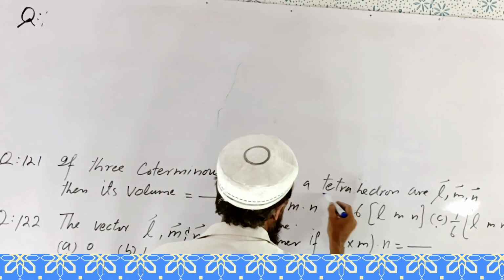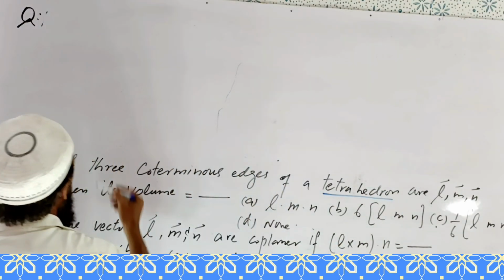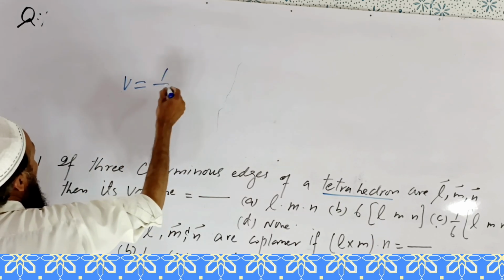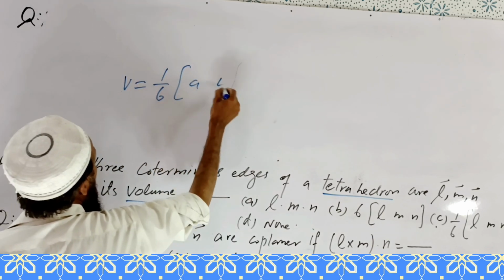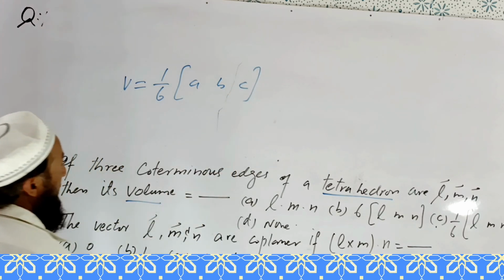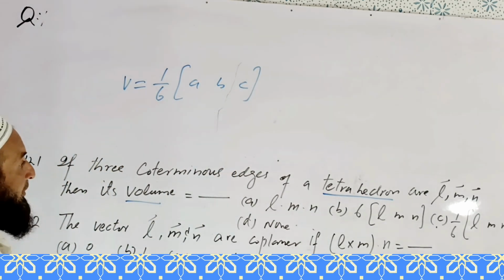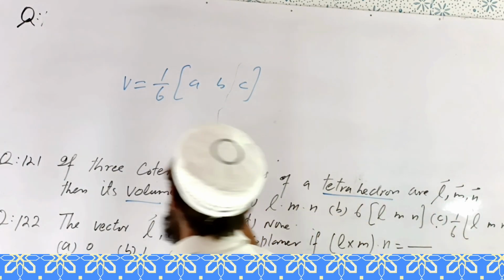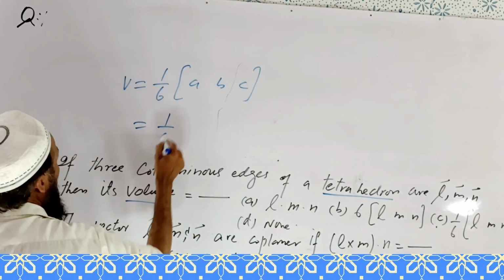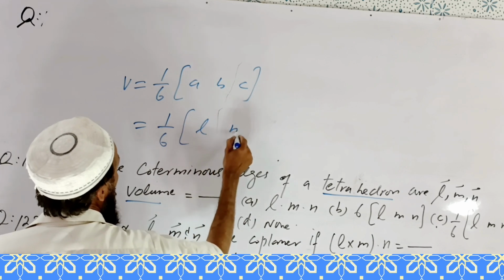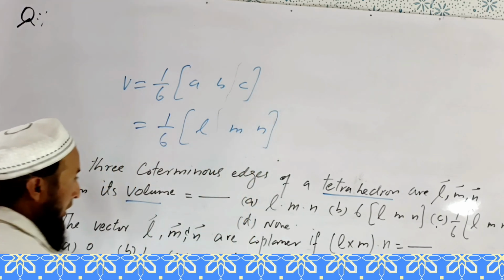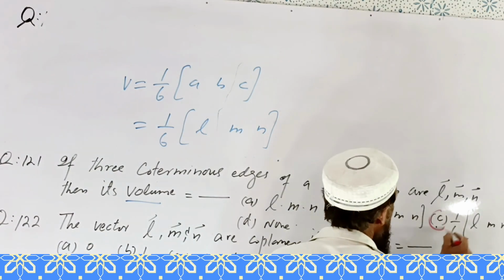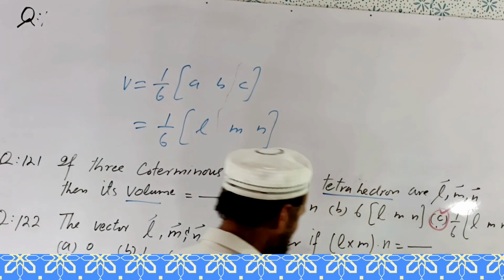For the edges of a tetrahedron, we know the formula for its volume. Volume is equal to 1 by 6 of A, B, and C. This is the general formula for the volume of a tetrahedron. But here the names are changed to L, M, N, so we can write 1 over 6 of L, M, N. Now check the answer here. C is the correct option.